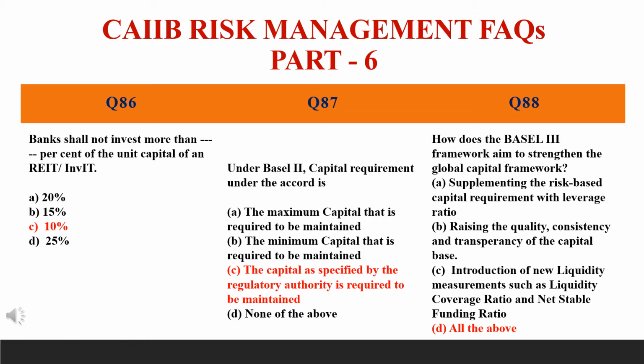Okay. Moving to the next question: under Basel II, capital requirement under the accord is dash. Is it the maximum capital that is required to be maintained, or the minimum capital required to be maintained, or option C, the capital as specified by the regulatory authority is required to be maintained? Option D is none of the above. Now see here, the answer is C, the capital as specified by the regulatory authority is required to be maintained under Basel II guidelines.